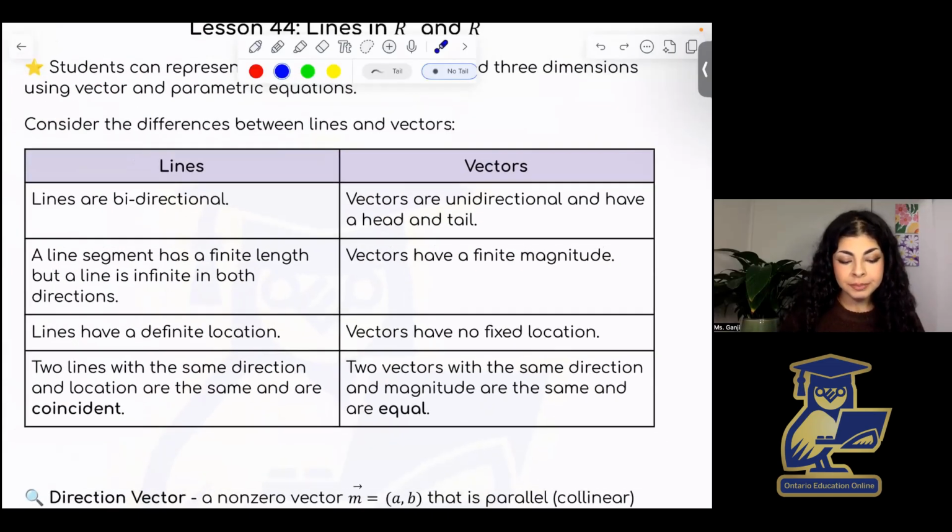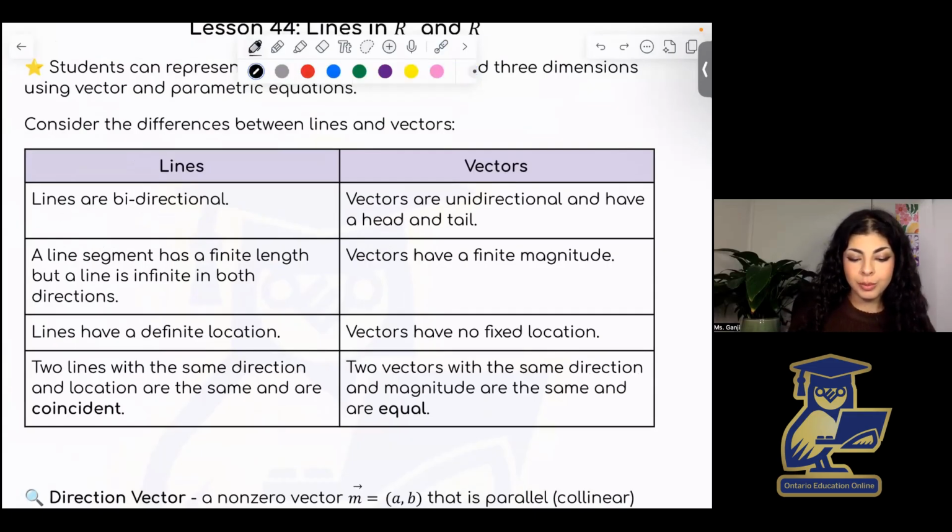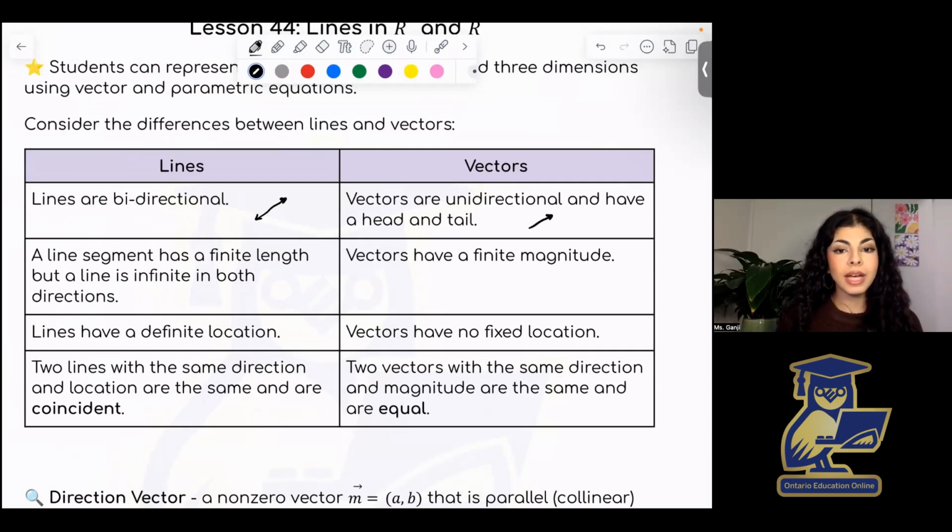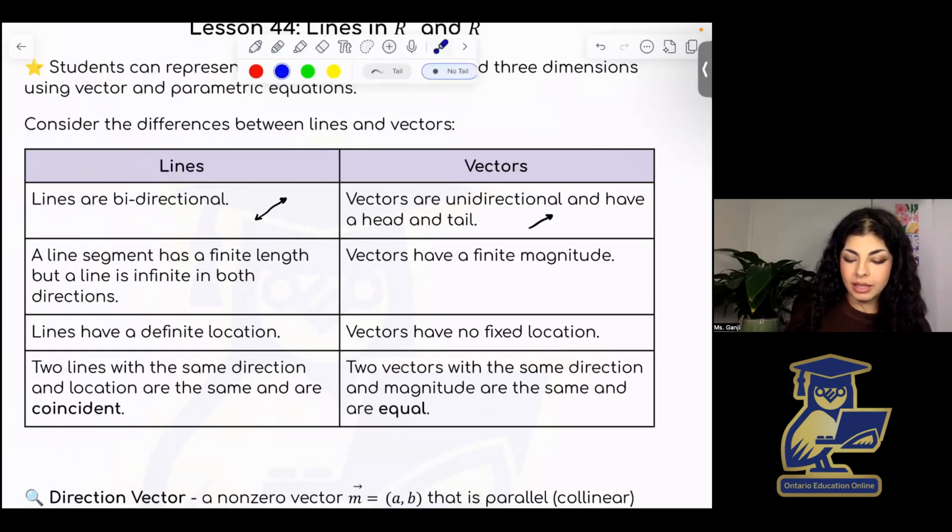have already seen. With lines, lines are bidirectional, which means that they go in both directions. Keep in mind that's a straight line. In vectors, however, vectors are unidirectional, so they typically go in one direction. They have a tail, which is the starting point, and the head, which tells us which direction it's going.